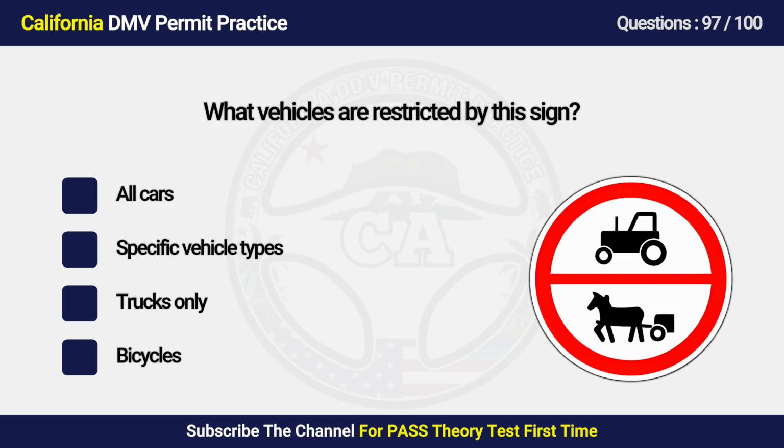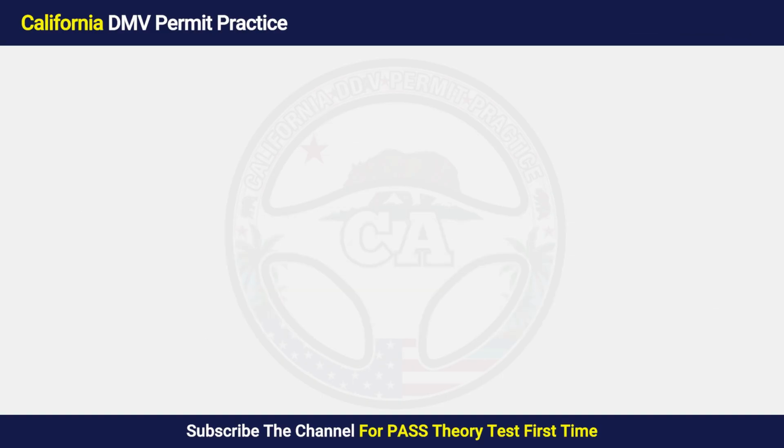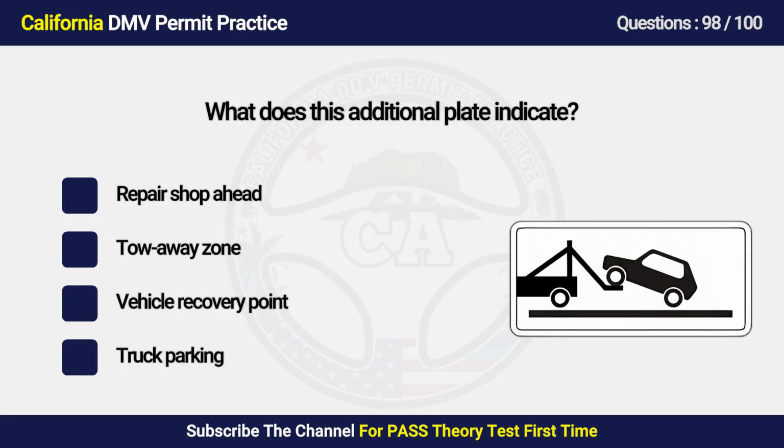A. All cars. B. Specific vehicle types. C. Trucks only. D. Answer is B. Specific vehicle types. This sign indicates that the movement of specific types of vehicles, often related to environmental class or emissions, is prohibited in the area beyond the sign. Pay attention to any supplementary plates for specifics. Question 98. What does this additional plate indicate?